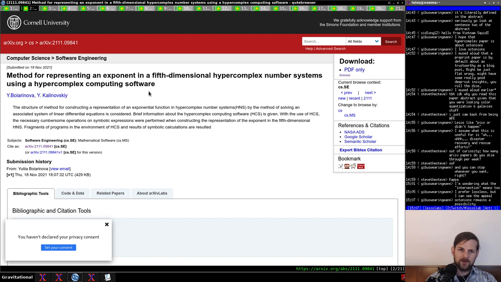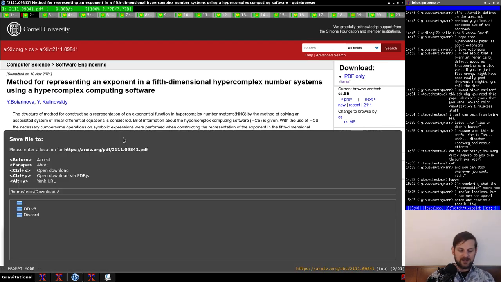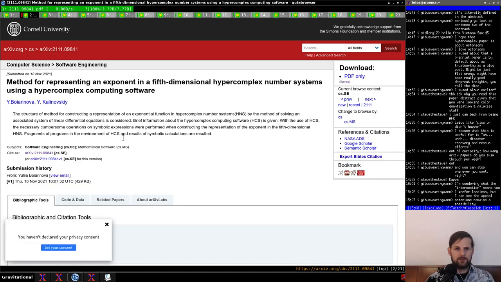This is interesting. Fragments from the programs in the environment of HCS and results of the symbolic calculations are resulted. I actually want to take a look at this PDF. Anytime they talk about symbolic computation, I'm like, oh, okay. Yeah, this could be cool. Let's see what we got here.